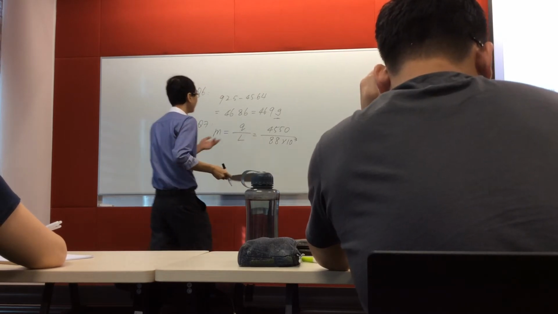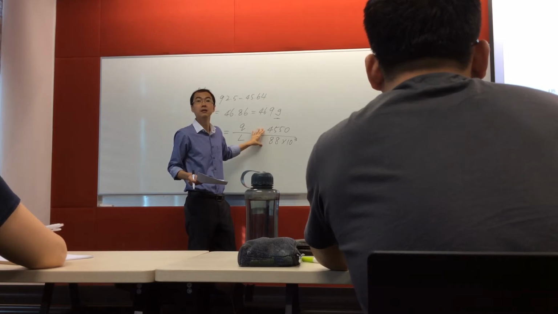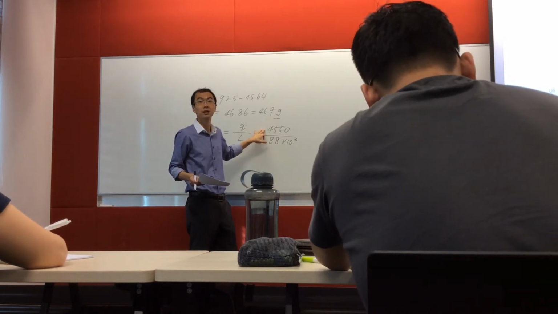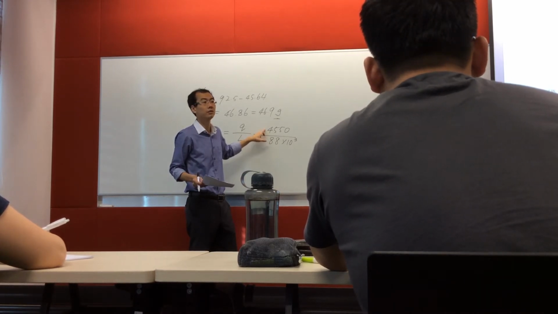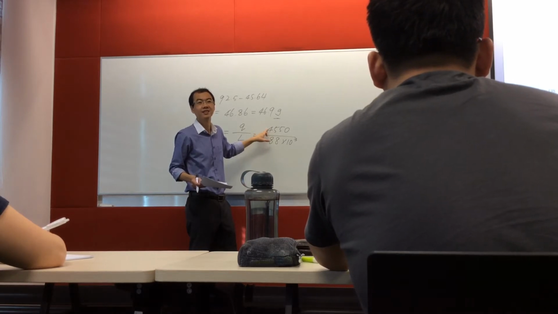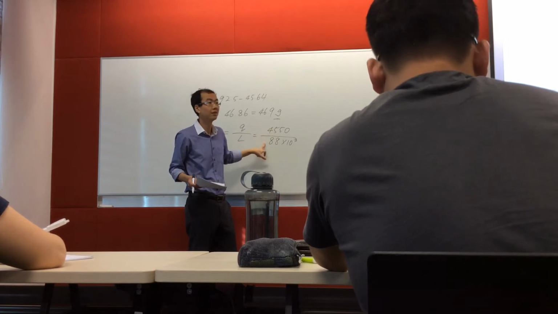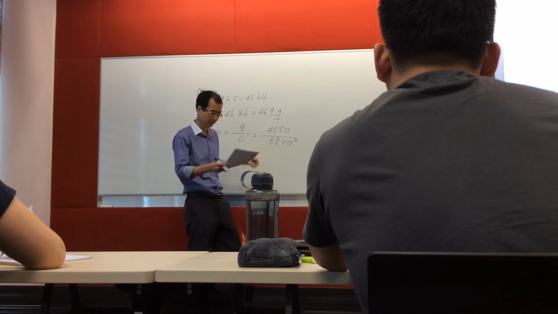Okay, so now this is division, right? So we need to look at the significant figures. How many does this one have, 3 or 4? 3, right? So this one has 3 significant figures. This one? 2, right? So your final result can only have 2.